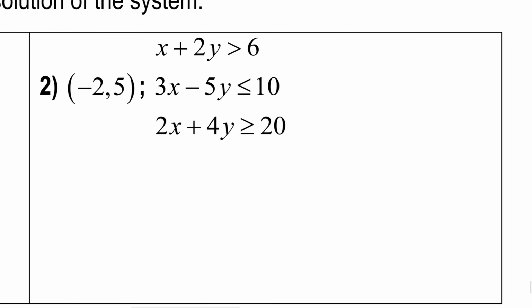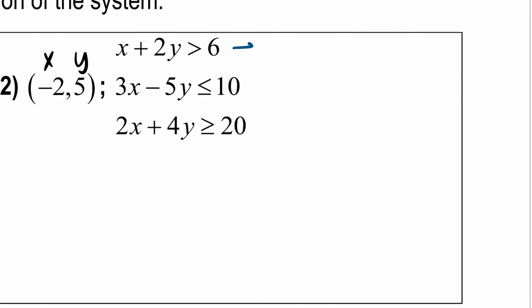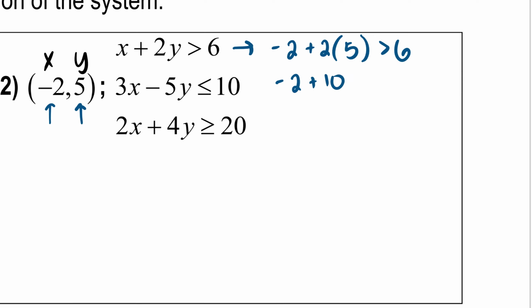So let's do the same thing over here. Now, I don't have to rearrange these. It doesn't matter. I still have x, I still have y. I can still plug them in like normal. So let's do the first one up here. x is now negative 2, plus 2 times y, which is 5, is greater than 6. So negative 2, 2 times 5 is 10, and that would be 8. 8 is greater than 6. That is yes. That's true.